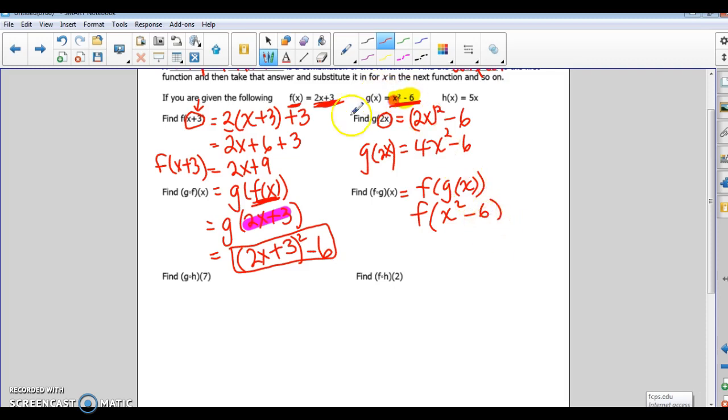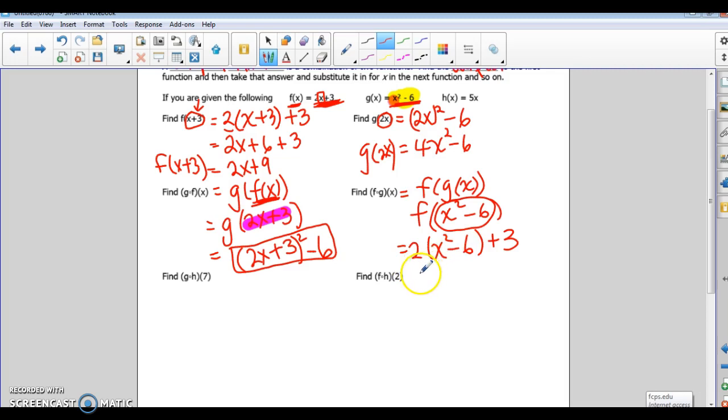So it's now f of x squared minus 6. So which equation do I need to look at? We have to look at f of x. And instead of x, we substitute x squared minus 6 onto this equation. So 2 times x squared minus 6 plus 3.